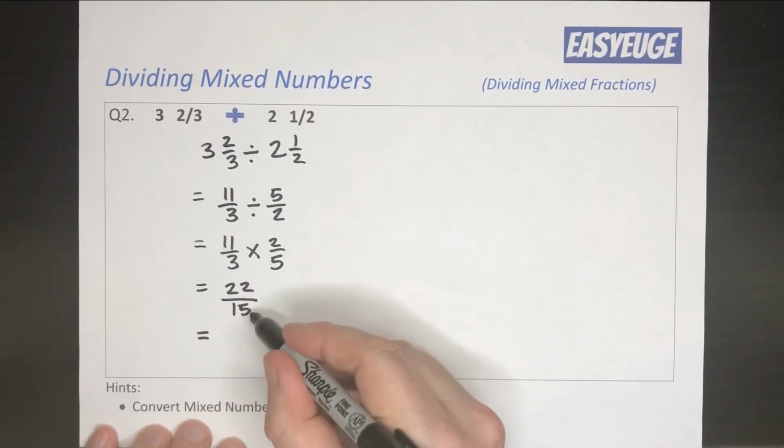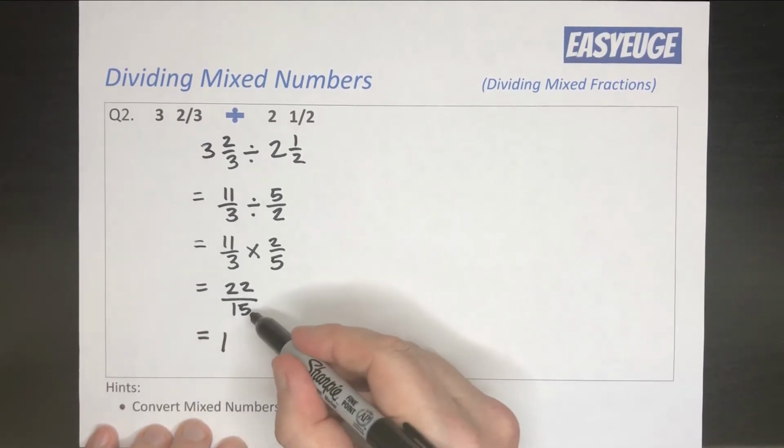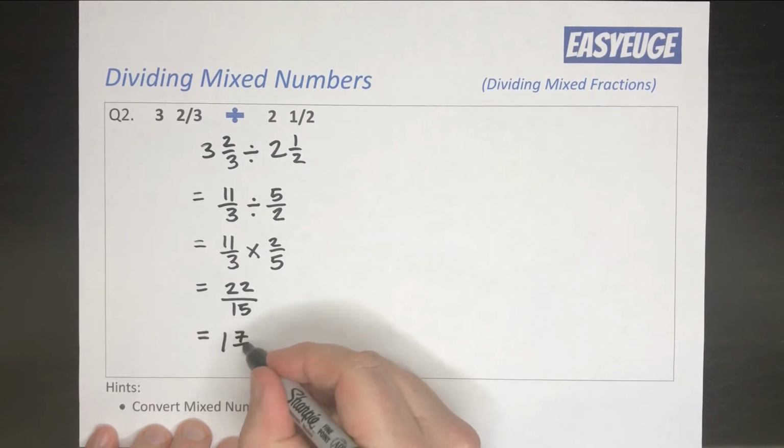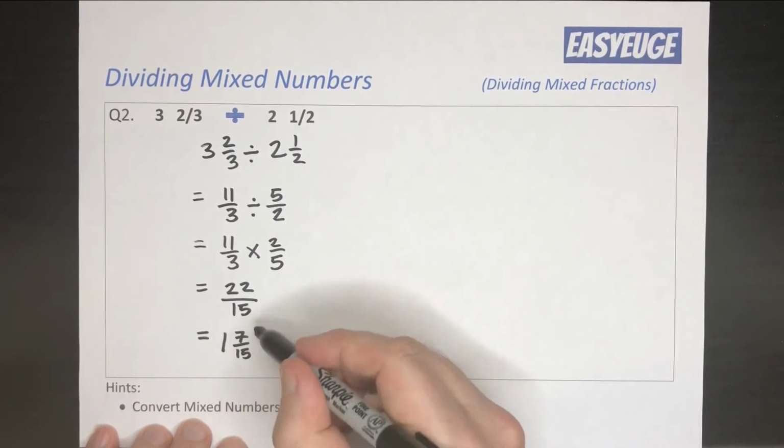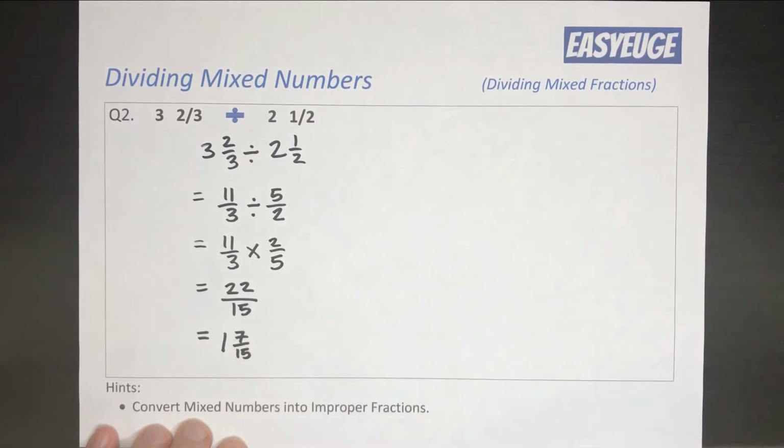Okay, how many times will 15 go into 22? It will go in 1 whole time, and what's left over? Well, we've got 7 left over, so that's 7/15, because 15 up to 22 is another 7. So the answer is 1 7/15.